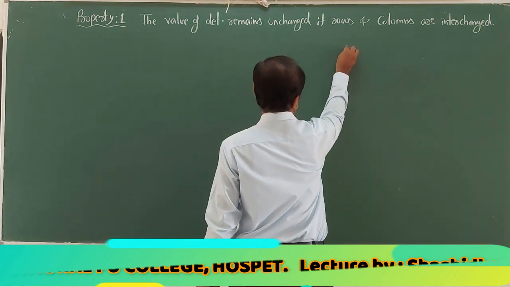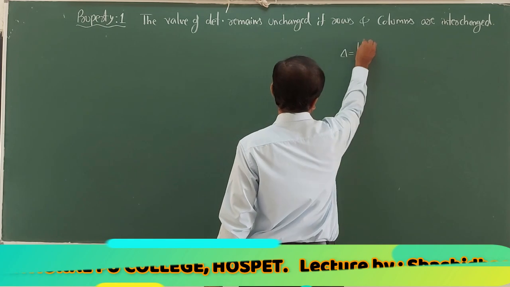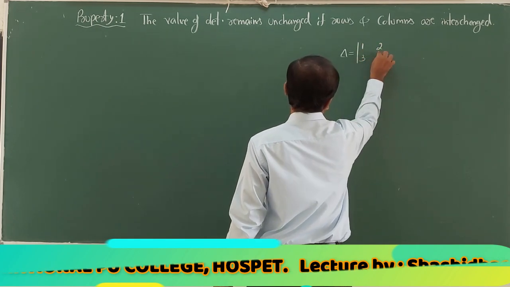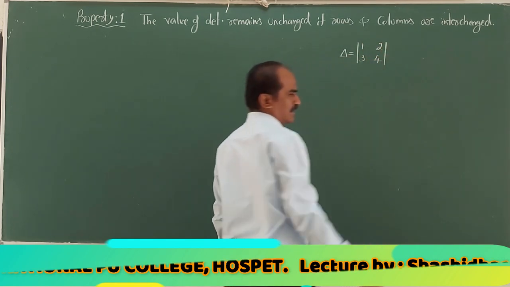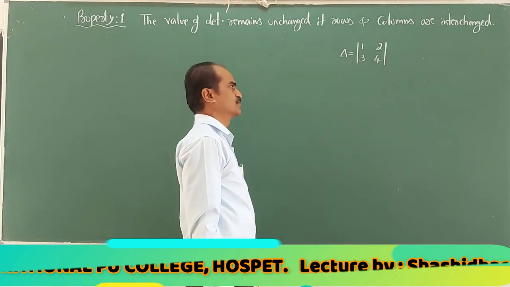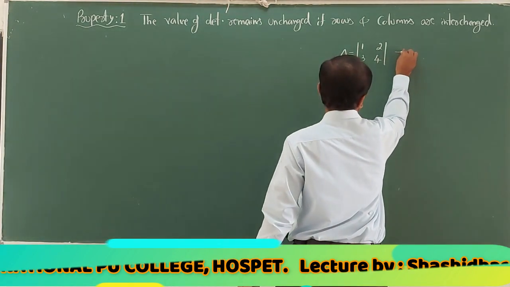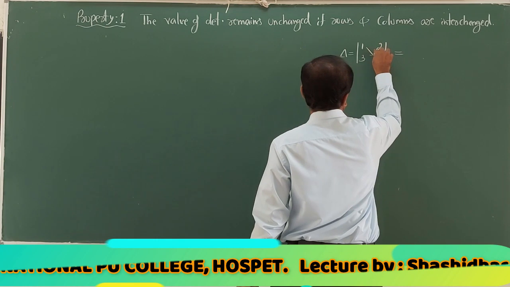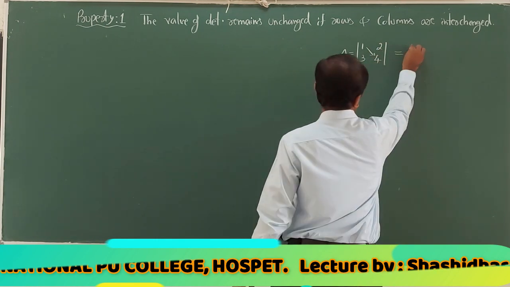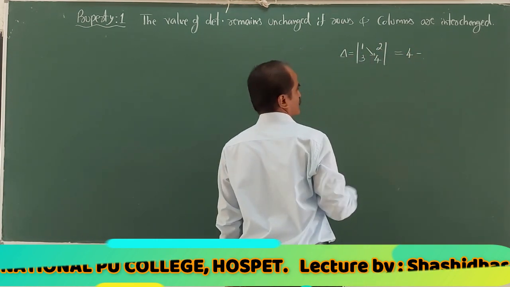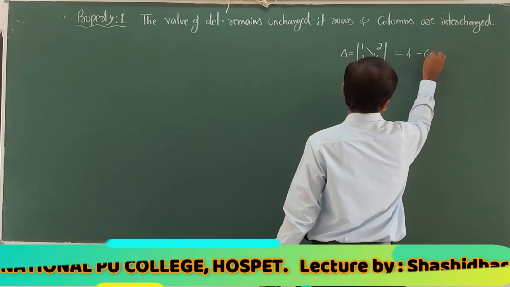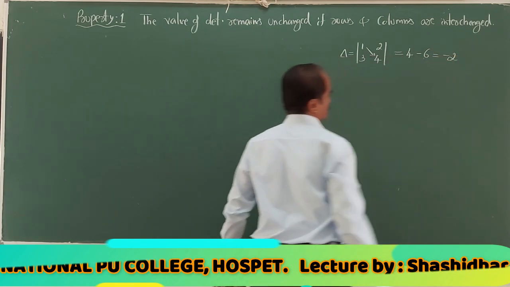Say for example, I write a determinant of order 2, whose elements are 1, 2, 3, 4. You know how to evaluate: product of diagonal elements minus product of other diagonal elements. So you are going to get minus 2.